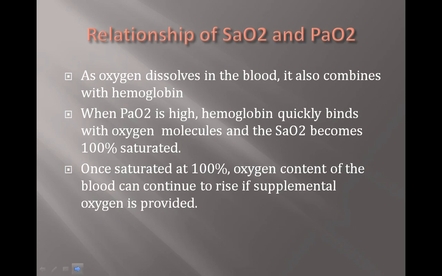So let's look at the relationship between PaO2 and oxygen saturation. As oxygen moves by diffusion from the lungs to the blood, it dissolves and also combines with hemoglobin. When the PaO2 is high, it quickly combines with hemoglobin until it becomes completely saturated at 100%. Once saturated, the measure of dissolved oxygen in the blood, though, can continue to rise if the patient is placed on supplemental oxygen. We see this often after we intubate patients and initially place them on 100% oxygen. We get a reassuring SAT of 95% or greater and usually see an elevated PaO2 on our first gas, as we are over-oxygenating the patient.